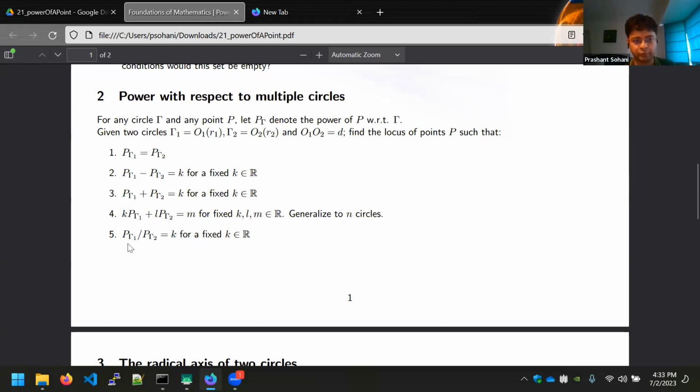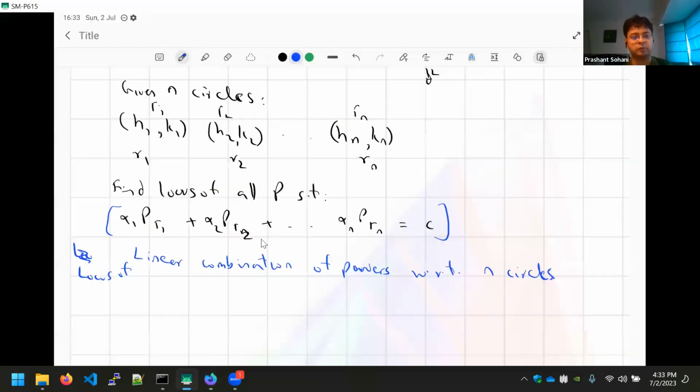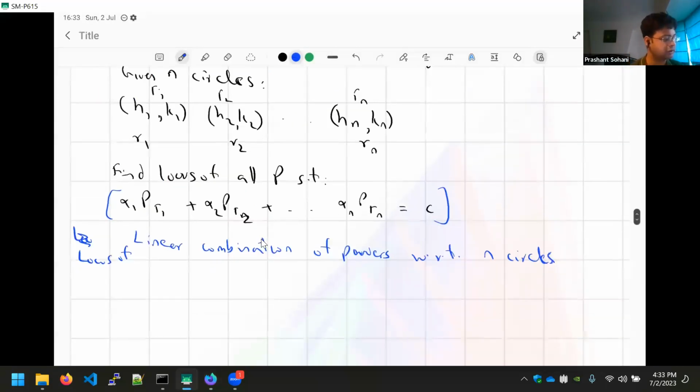Because question 5 also, if you see, if I just take this to the other side, it is power of gamma 1 is equal to k times power of gamma 2. So that is also simply a linear combination of powers. Okay.